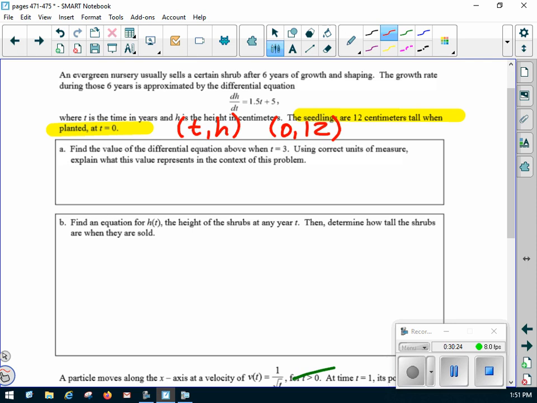Find the value of the differential equation above when t is 3. So we're going to actually take the integral. When I take the integral or the antiderivative of dh dt, what do I get? H. I get h with respect to t. So what I get is h of t, and that's the integral of 1.5t plus 5 dt.